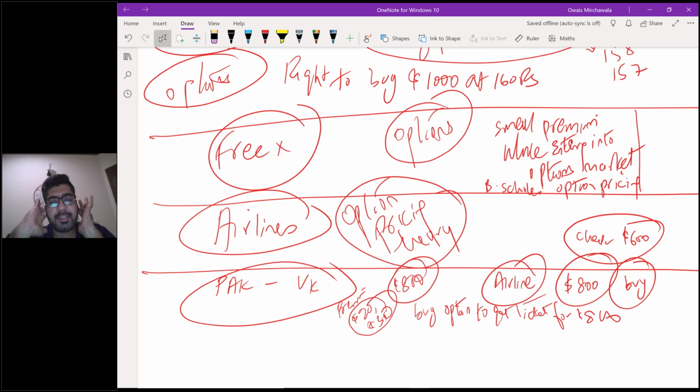Okay, so I said that let's suppose we want to travel from Pakistan to UK and we checked the fare on the airline's website. The fare was $800. I bought the ticket. Suddenly, after a few days, I again checked the fare. I was getting the same ticket for $600. So I said, okay, what did I do? What the hell mistake I made? I should have waited. So airlines now give you the opportunity: don't buy the ticket for $800. Just take an option to get a ticket for $800.